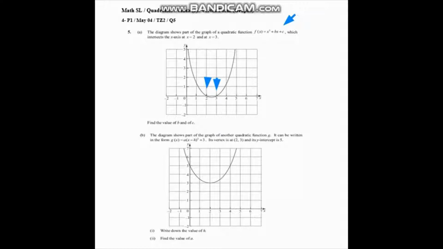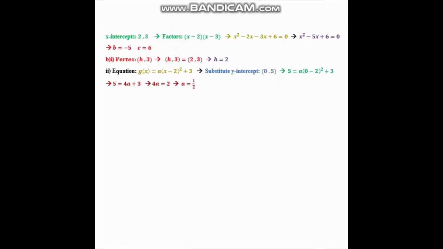And we should know that if the x-intercepts are 2 and 3, then the factors of the equation are x minus 2 and x minus 3. Hence, the equation is x minus 2 times x minus 3, which is also expressed as x squared minus 2x minus 3x plus 6, or just x squared minus 5x plus 6.